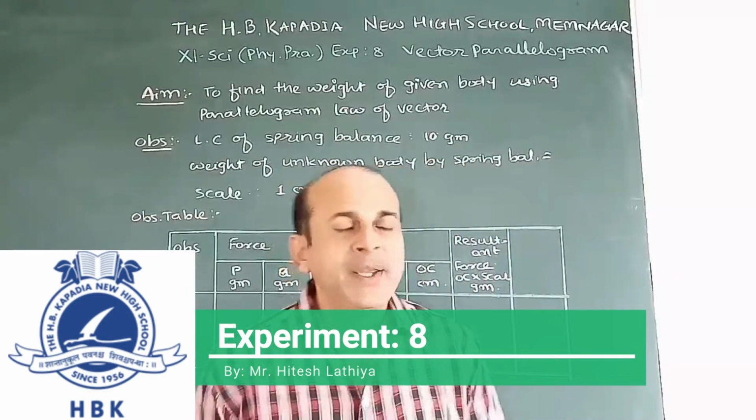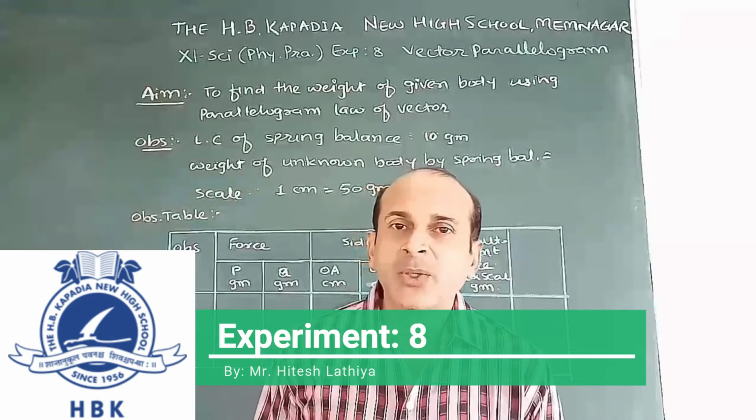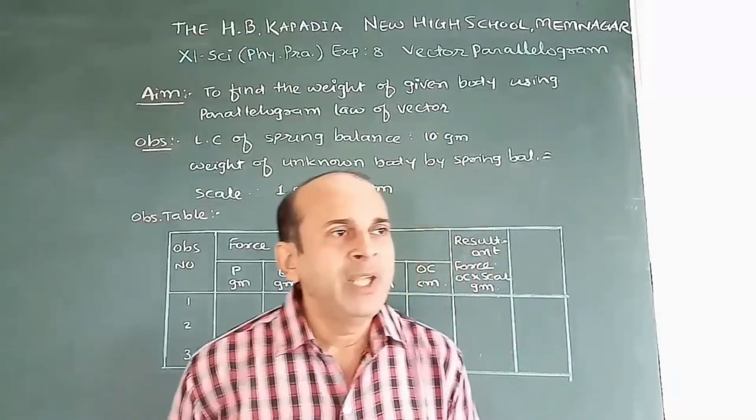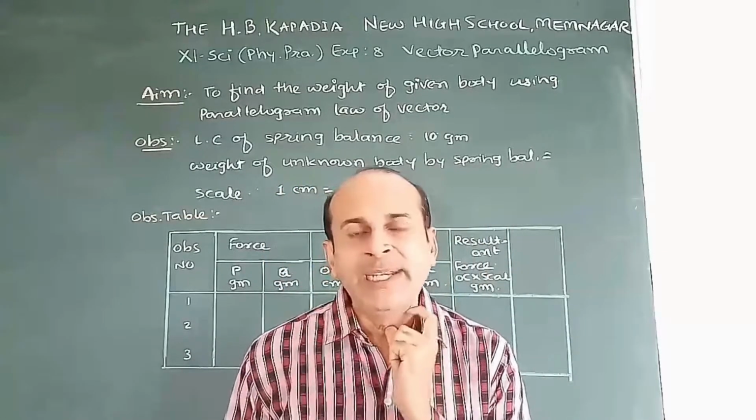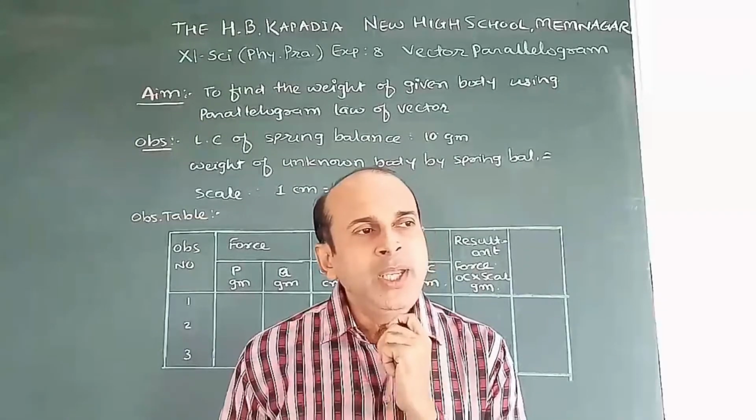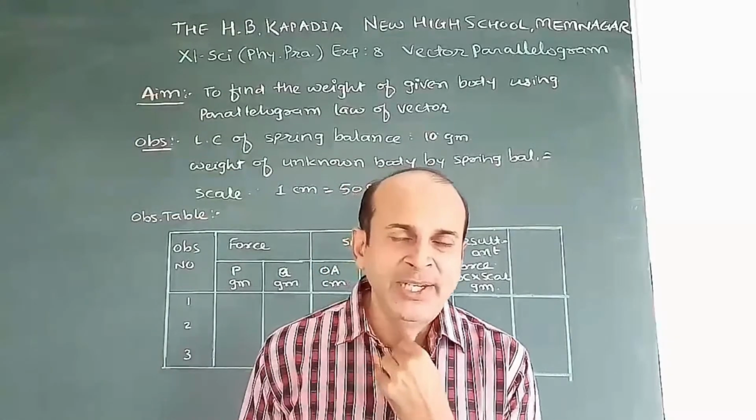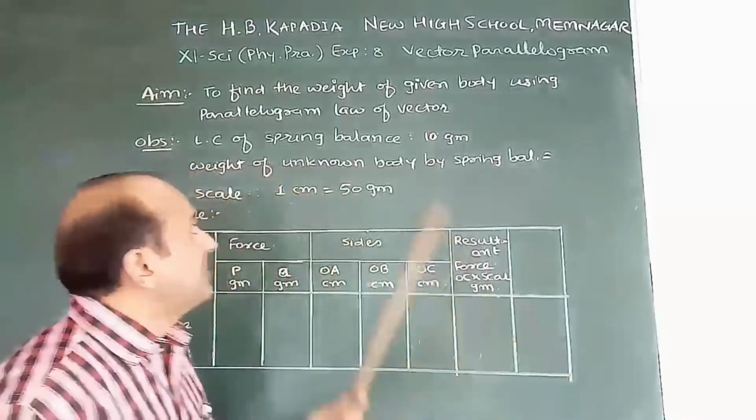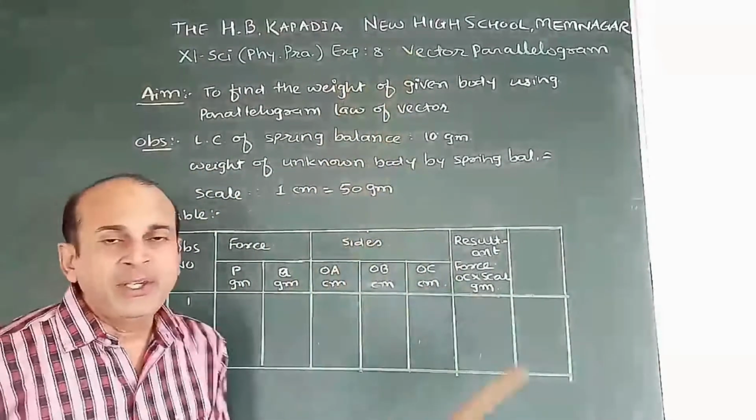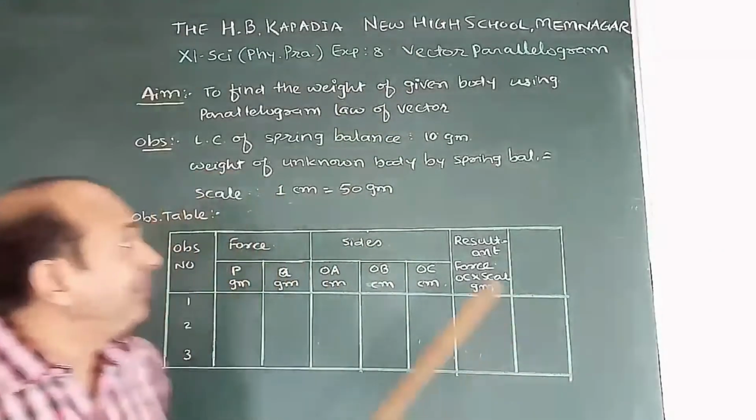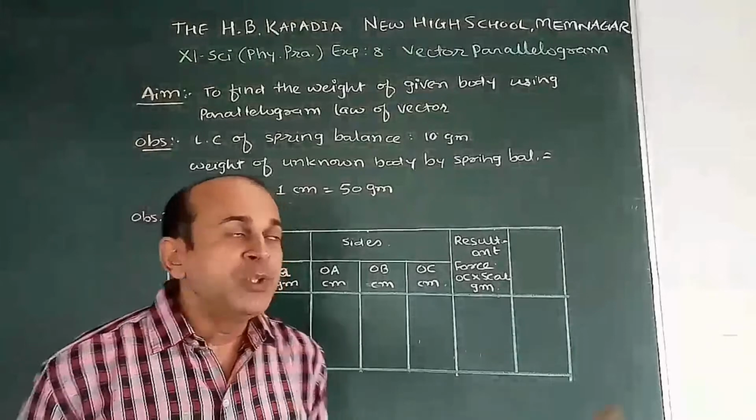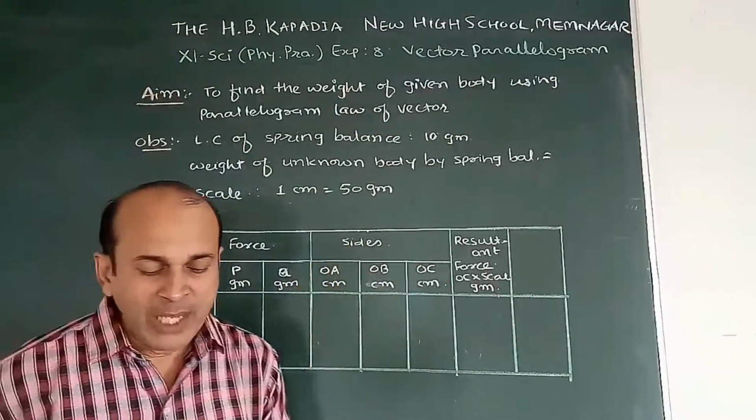Okay, fine. Let me start today's new experiment, number 8. Last time we explained the journal writing session. I think you have started your journal writing. Today our aim is experiment number 8, the vector parallelogram. The aim is to find the weight of a given body using the vector law of parallelogram.